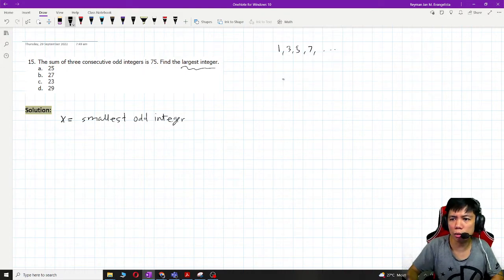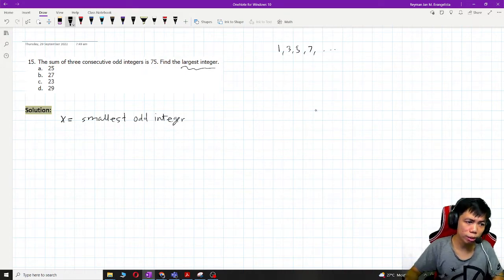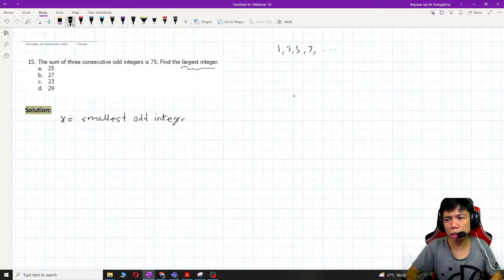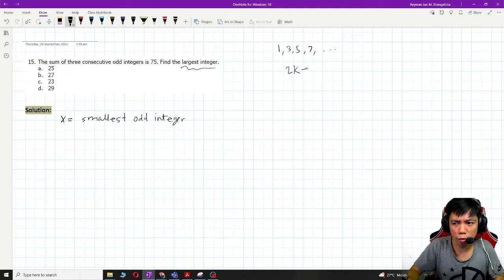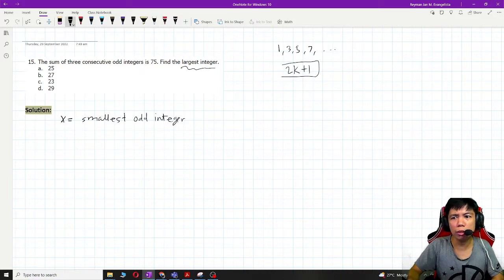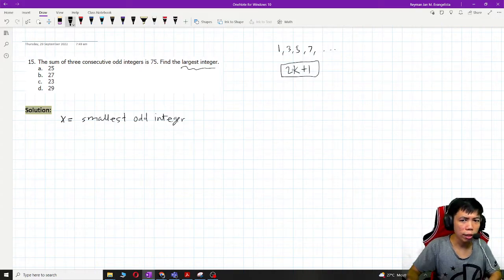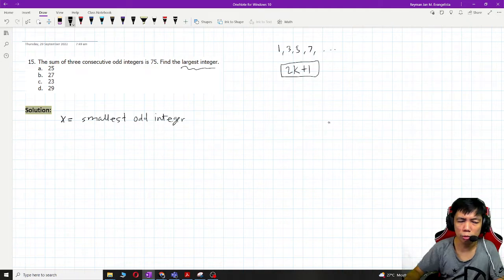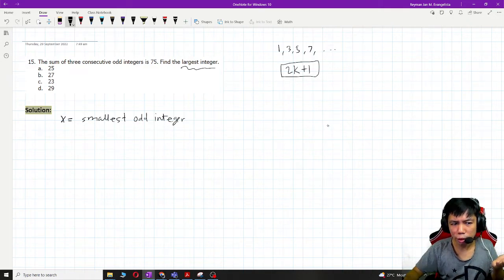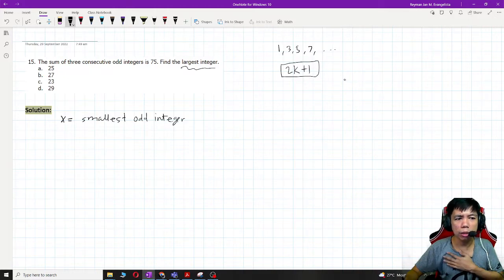Ay yung even lagi siyang divisible by 2. So yung mga even numbers na pwede mo siyang isulat as 2k. So to make sure that a number is odd, kailangan mag-add ka lang ng 1. So numbers of the form 2k plus 1 is an odd integer na. So dito, inassume natin yung x ay odd integer na. So ibig sabihin dapat lumabas yan si x mamaya pag sinolve natin. Okay, it must be odd.